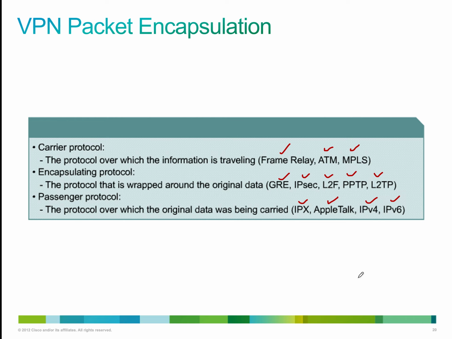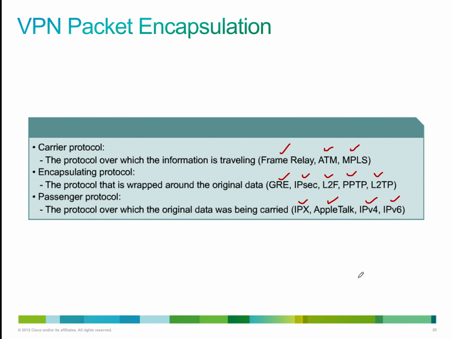Now the VPN packet encapsulation. The encapsulation of the packet, what goes with the packet. First, we have the carrier protocol, the protocol over which the information is traveling. Your frame relay protocol, your ATM, your MPLS. So that's one. Then the encapsulated protocol, which is the protocol that is wrapped around the original data that goes into the tunnel.